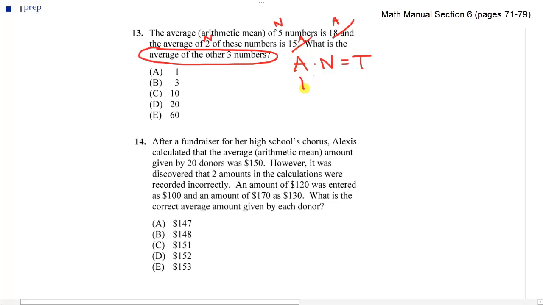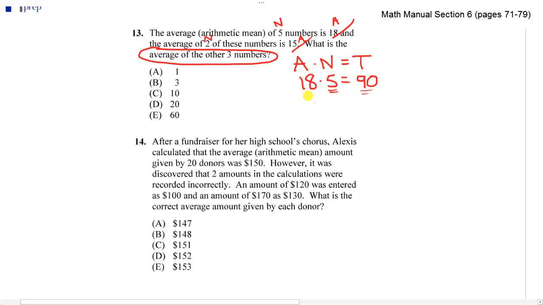So the first average they give me is 18. The first number of things is 5. I'm going to multiply those two together. 18 times 5 is, I'm doing that in my calculator so I don't make any careless mistakes, 90. So that is the sum of these 5 numbers. That's the total of these 5 numbers. When I add up all those 5 numbers, I get 90.